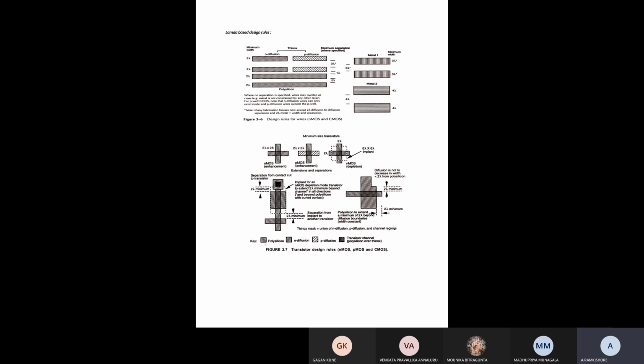Next, we have given some examples. That means how the NMOS enhancement mode transistor will look, how the PMOS transistor will look, and how the NMOS depletion transistor will look. That is given in the diagram below. The NMOS transistor combines diffusion and polysilicon, with 2 lambda, 2 lambda, and the PMOS enhancement will be indicated similarly.